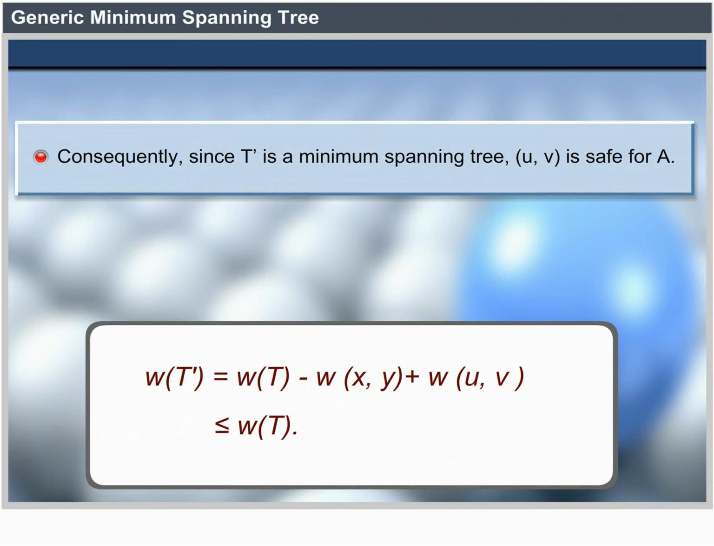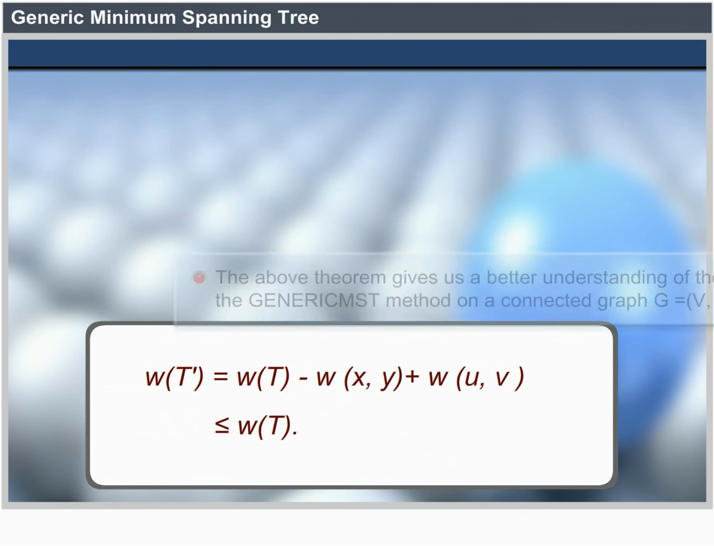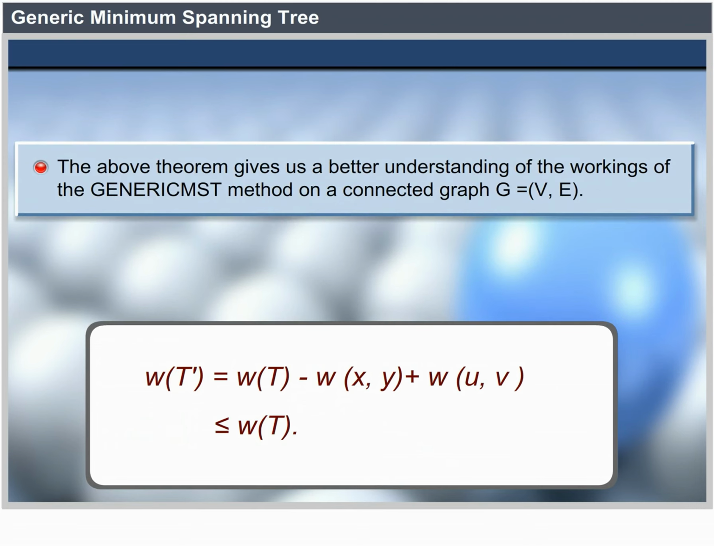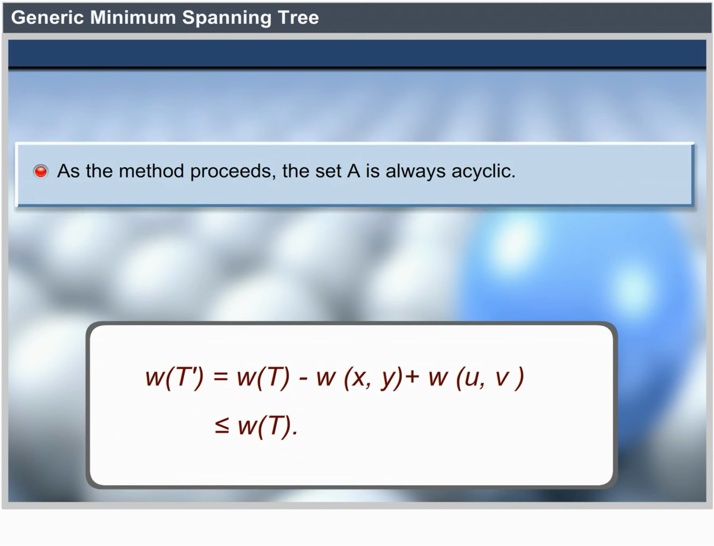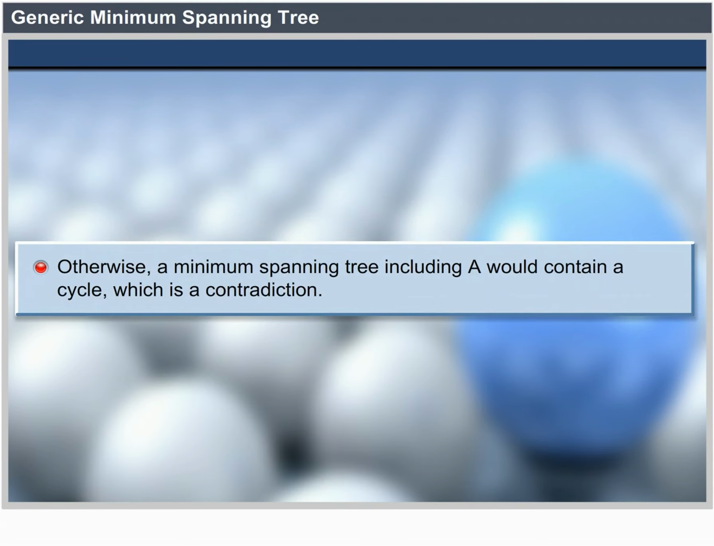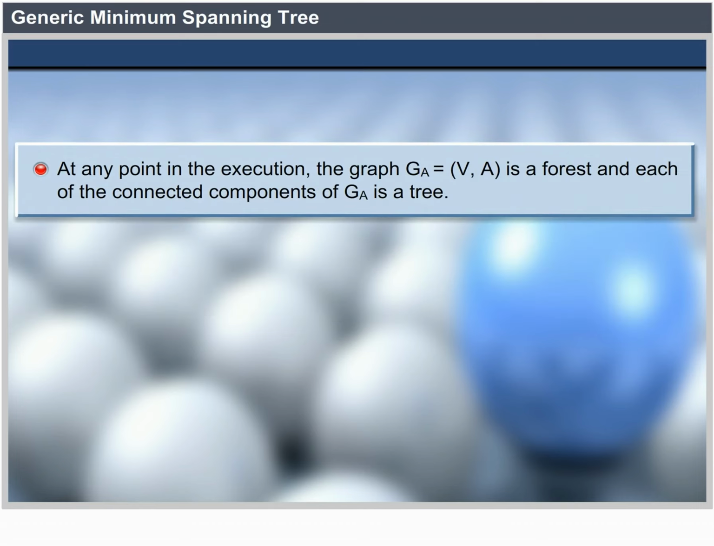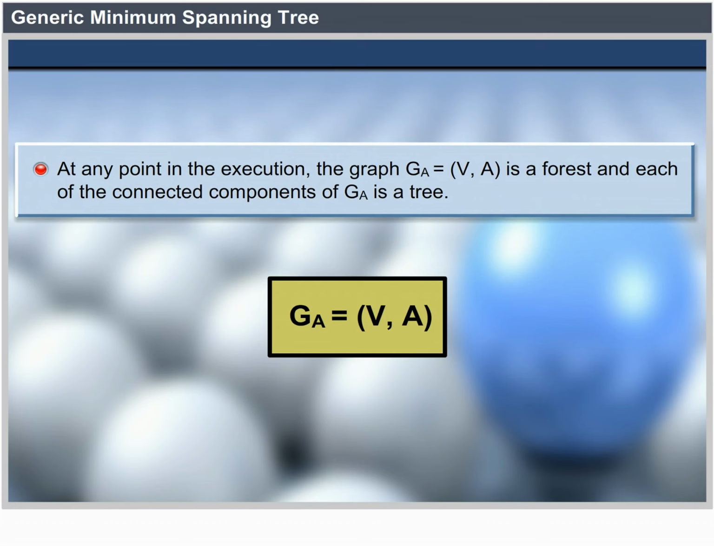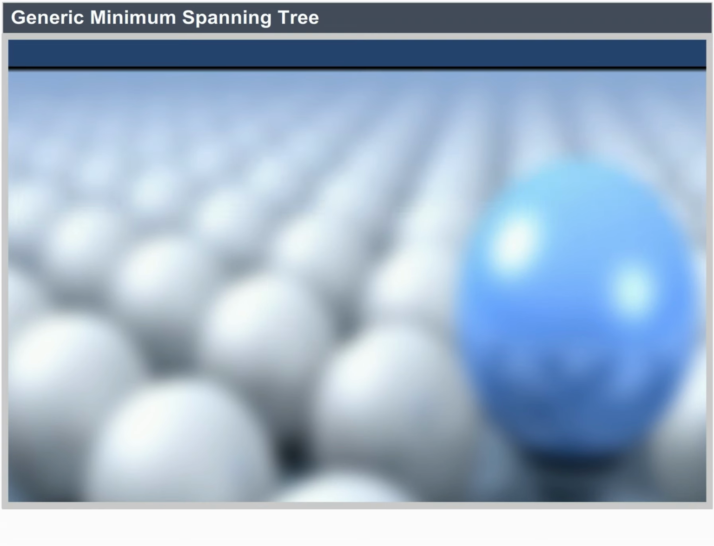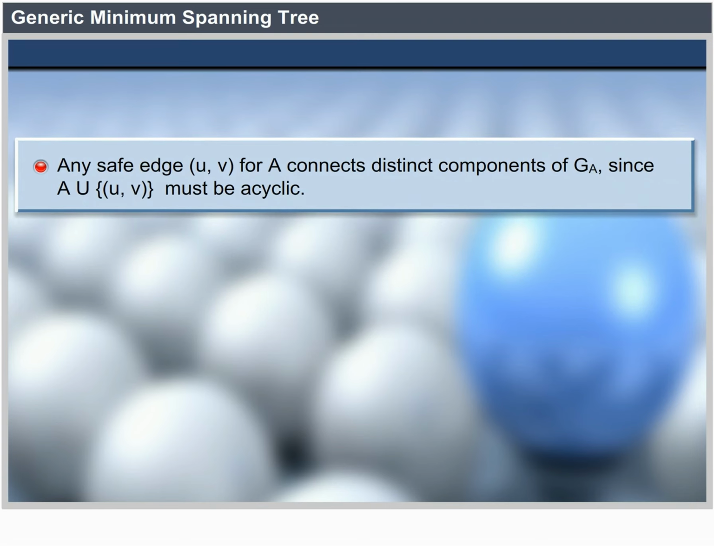The above theorem gives us a better understanding of the workings of the generic MST method on a connected graph G = (V, E). As the method proceeds, the set A is always acyclic. Otherwise, a minimum spanning tree including A would contain a cycle, which is a contradiction. At any point in the execution, the graph GA = (V, A) is a forest, and each of the connected components of GA is a tree. Any safe edge (u, v) for A connects distinct components of GA, since A union {(u, v)} must be acyclic.